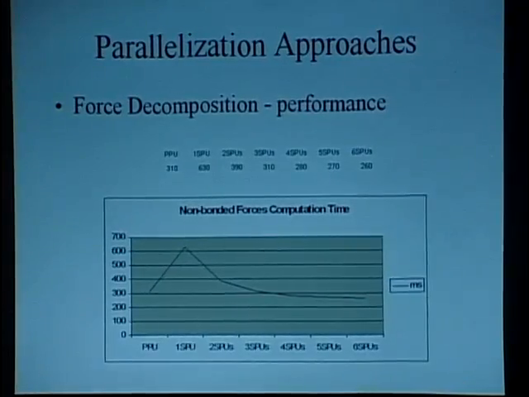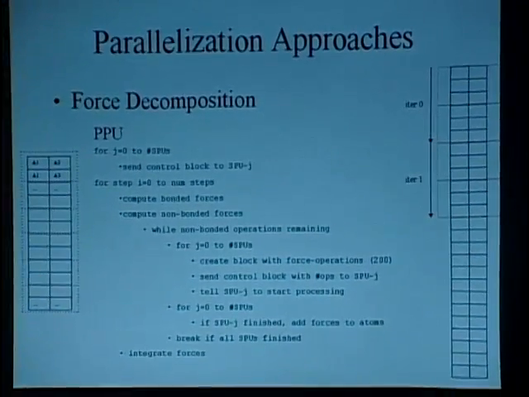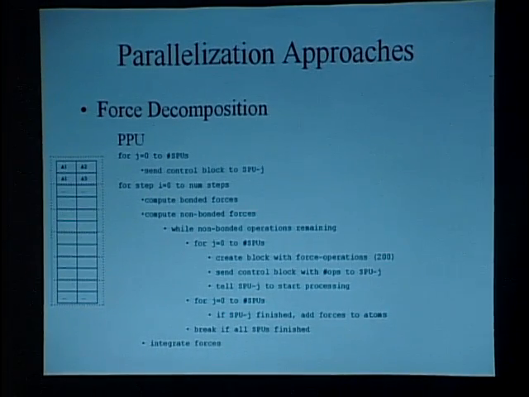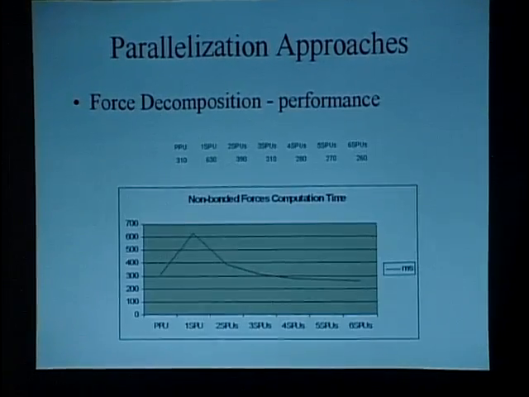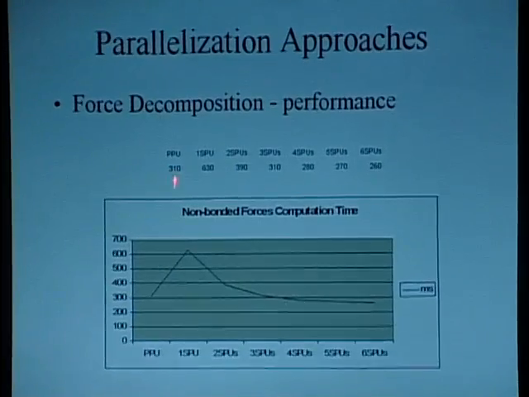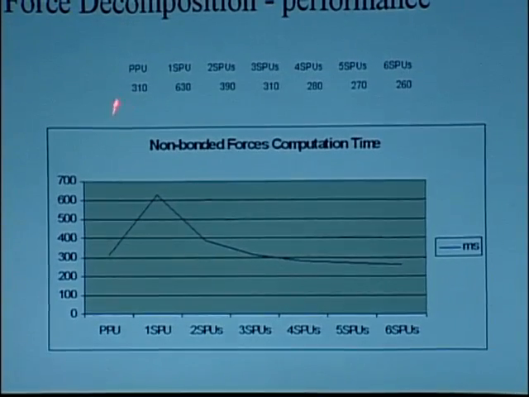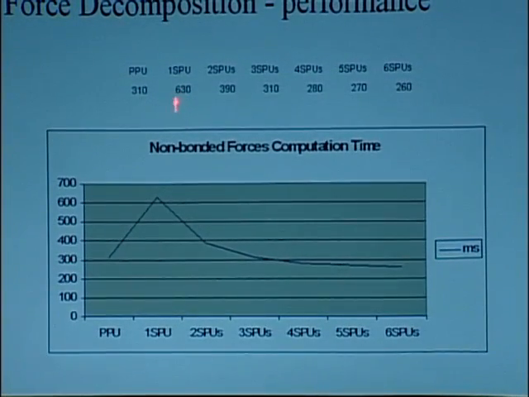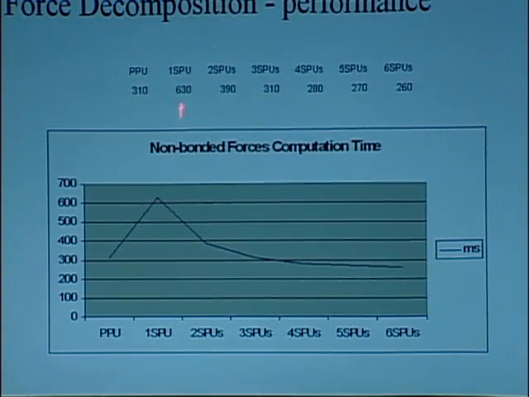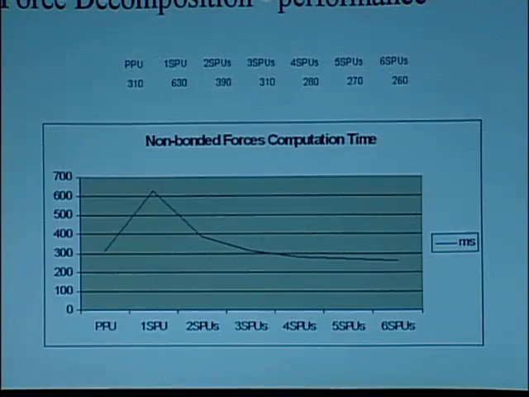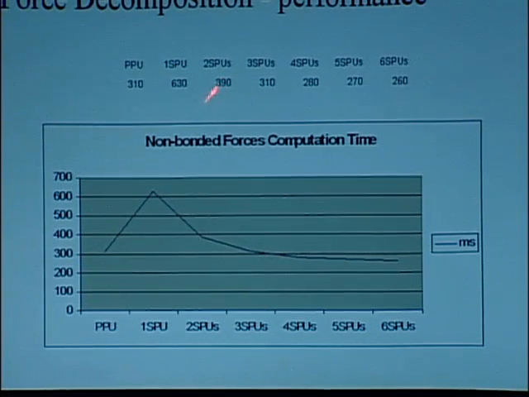So here's the timing. You might imagine that, as I said, there's a lot of communication overhead here. So here's how this performs. On the PPU, the whole MD simulation per time step runs in 310 milliseconds. On one SPU, the time goes up to 630 milliseconds, so there's a lot of communication overhead here. On 2 SPUs, it goes back down to 390, and as the number of SPUs is increased, it gets lower and lower, but it's not that much better than really running it sequentially.